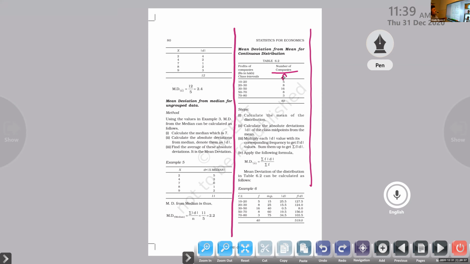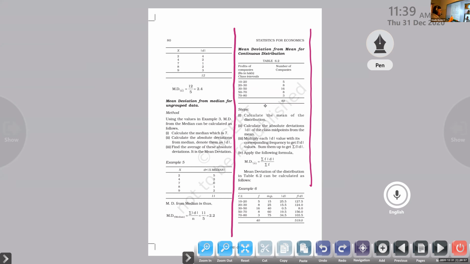The class intervals are 10 to 20, 20 to 30, 30 to 50, 50 to 70, and 70 to 80, the last one. The frequencies are 5, 8, 16, 8, and 3. So sigma f, the sum of frequency, is 40.